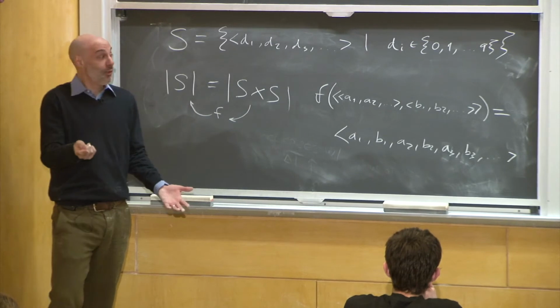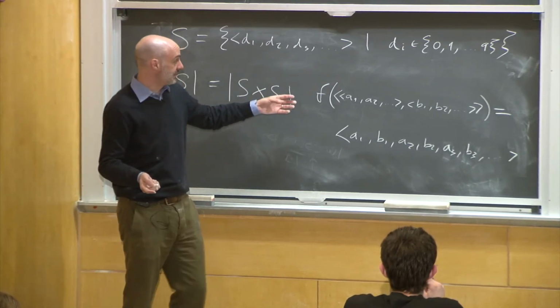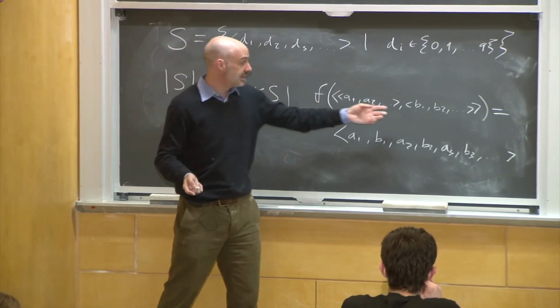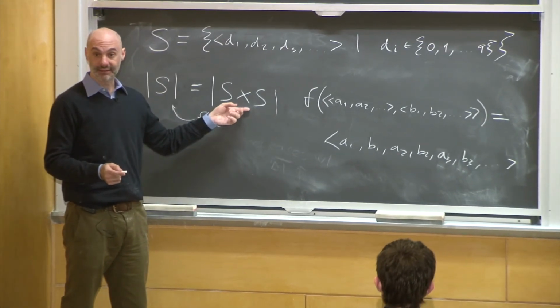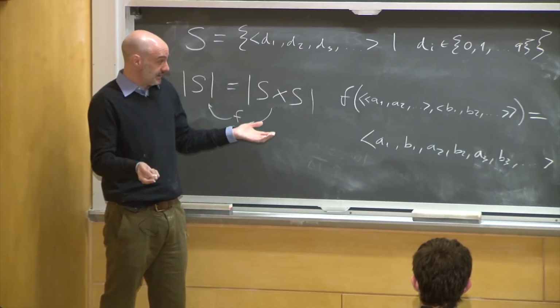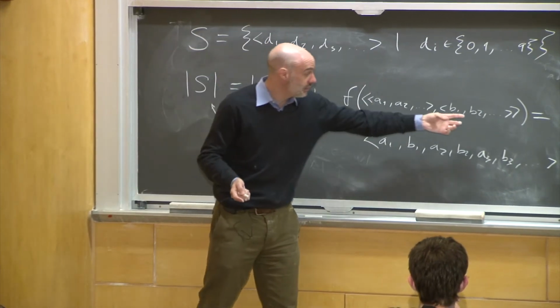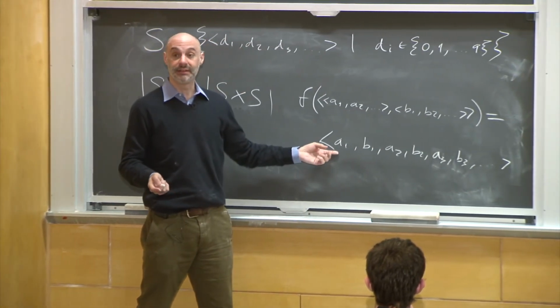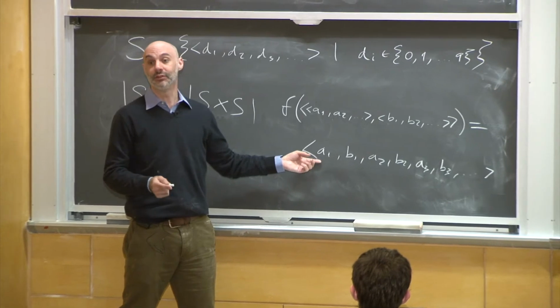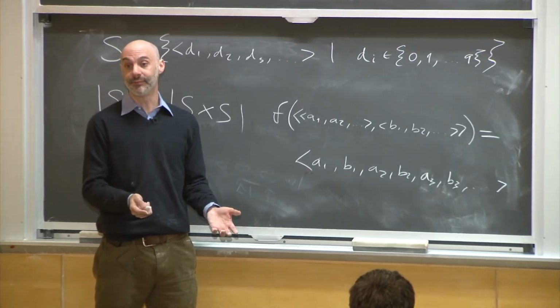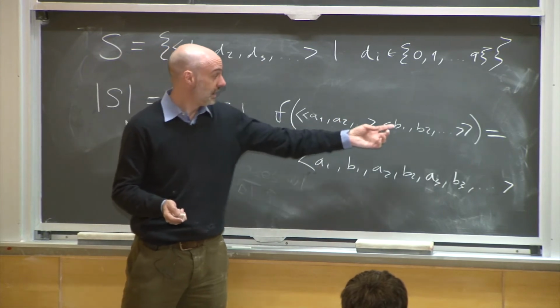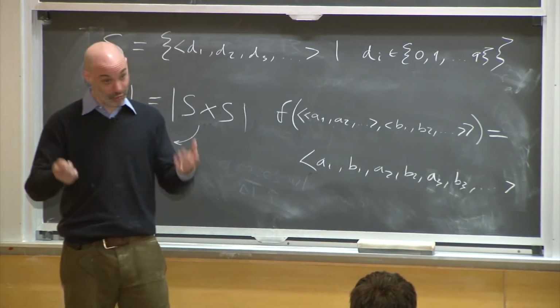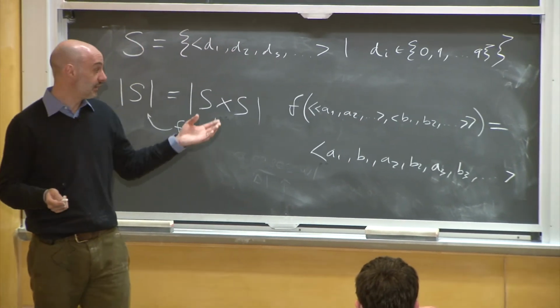So now let's check that it works. What we need to check is first that this function is defined for every element of S cross S. And of course it is, because whatever two sequences you're given, the result of alternating those sequences is going to be well defined. It's also unique. If you're given two sequences, there's only one sequence that can result from alternating.